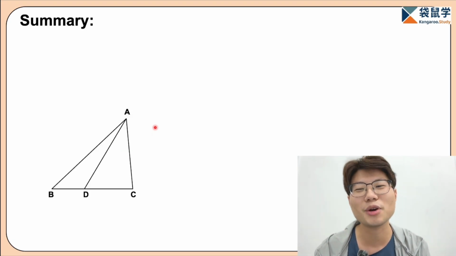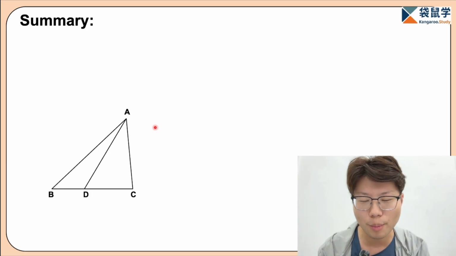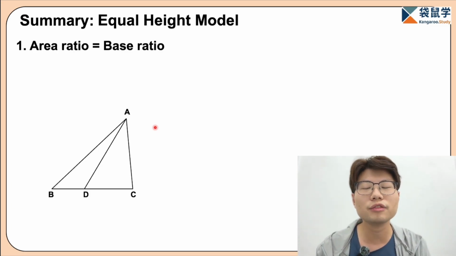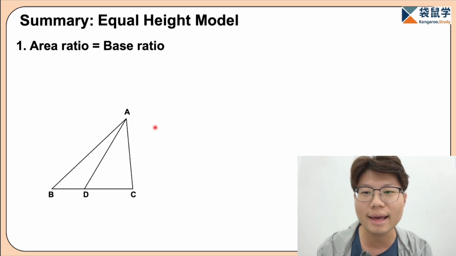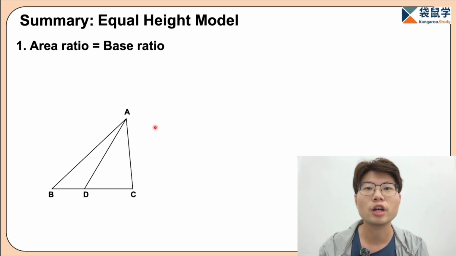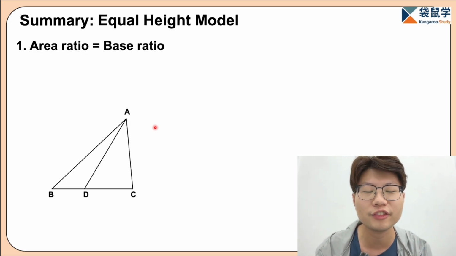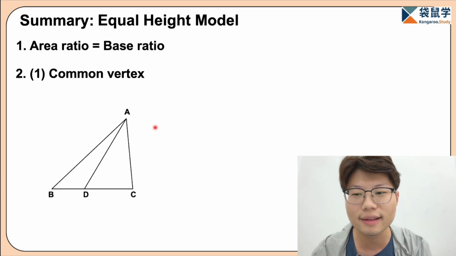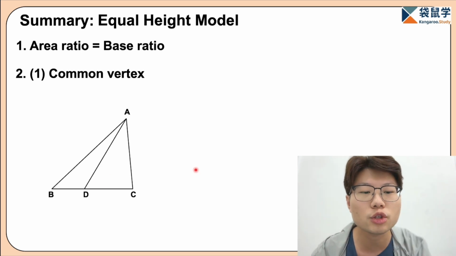Let's make a summary here. This type of model we call the equal height model. We can get that the area ratio is equal to the base ratio. And what is the characteristic of the triangles? First, they need to have a common vertex, and next, their bases should be on the same straight line.